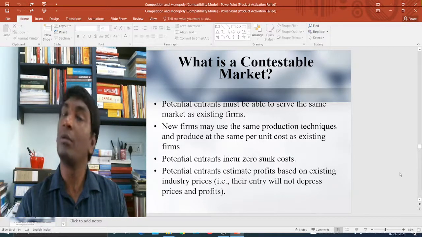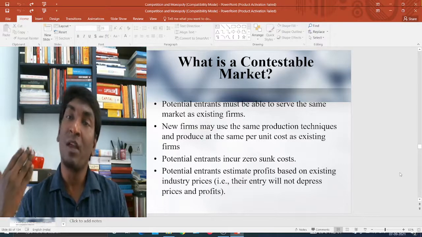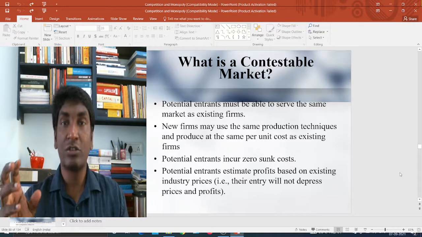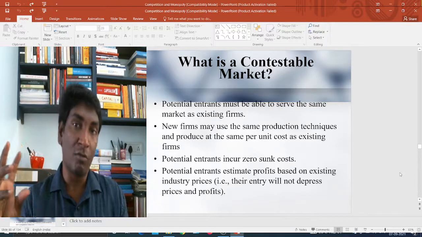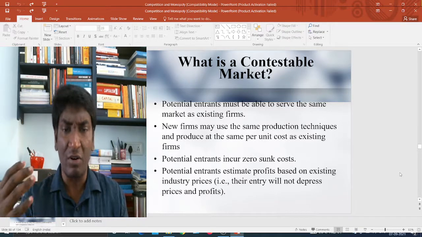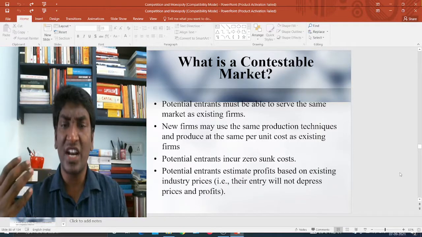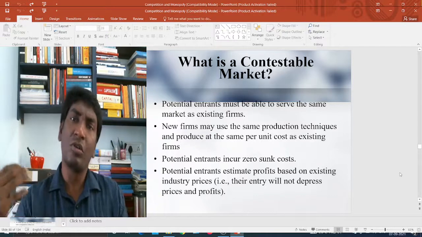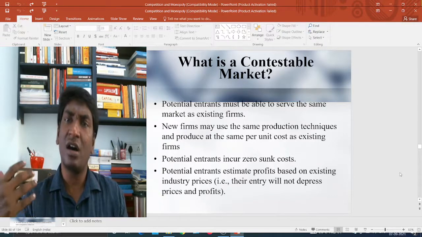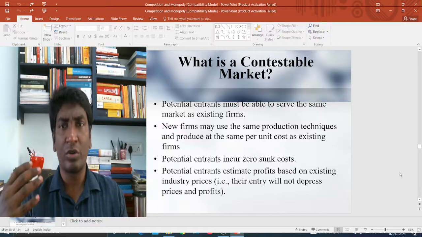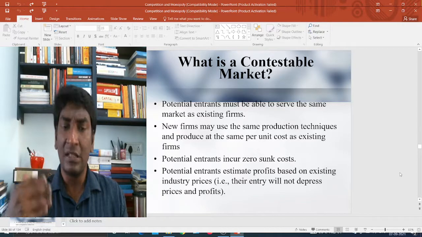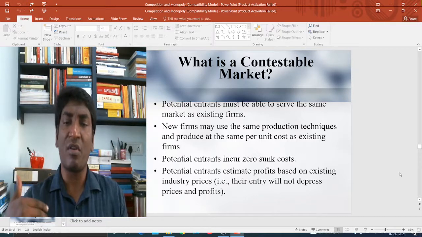This all goes perfectly with the original structure which we had formulated to see oligopoly or monopolistic competition, or even perfect competition per se, and the potential entrant has zero sunk cost in that sense. You come, but you don't involve much sunk cost, a one-time, irrecoverable cost in that sense. Another point is that the potential entrant estimates profit based on the existing industry price in that sense.